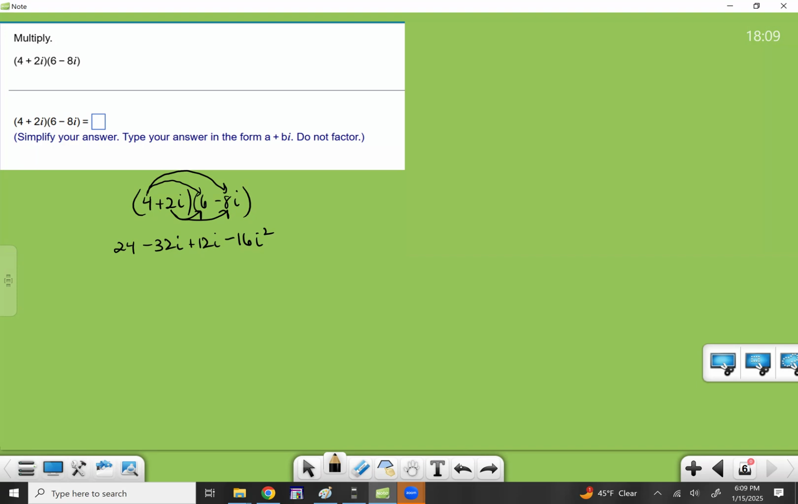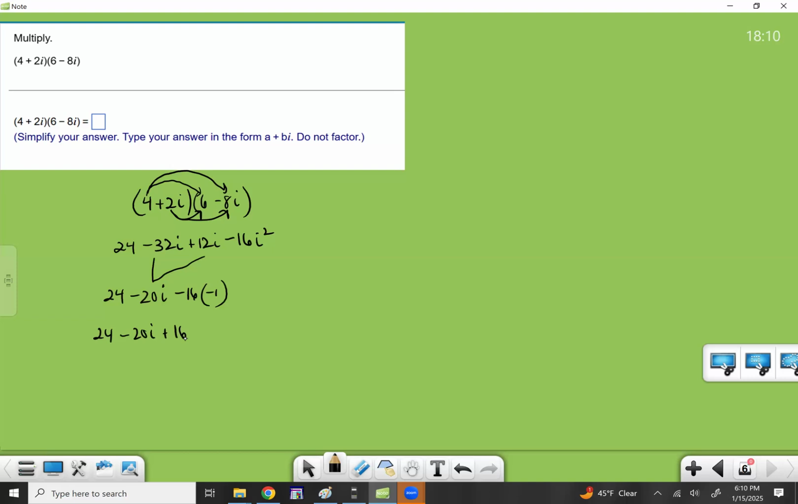Now we might as well do a couple things. For starters, why don't we combine these like terms right here? So negative 32 plus 12 is going to be negative 20. Don't forget the i. And then i squared, we know is negative 1. So that negative 16 is going to multiply by negative 1. So we have 24 minus 20i plus 16.